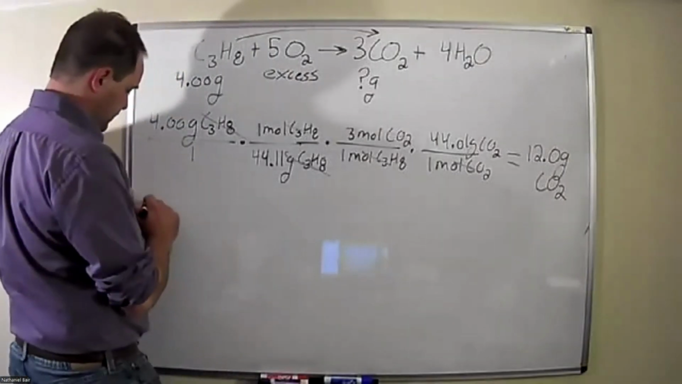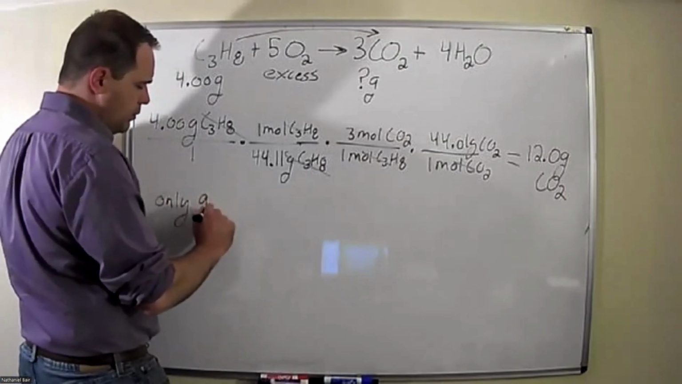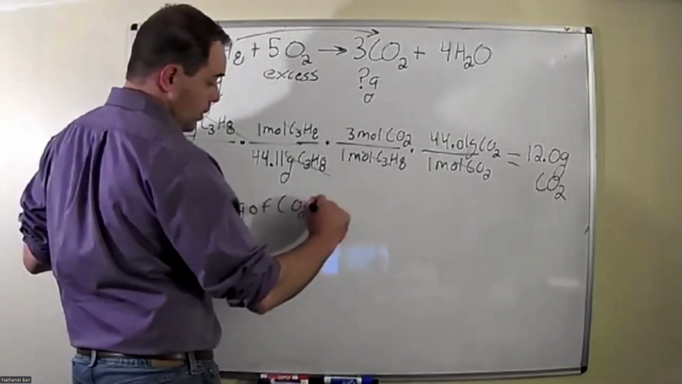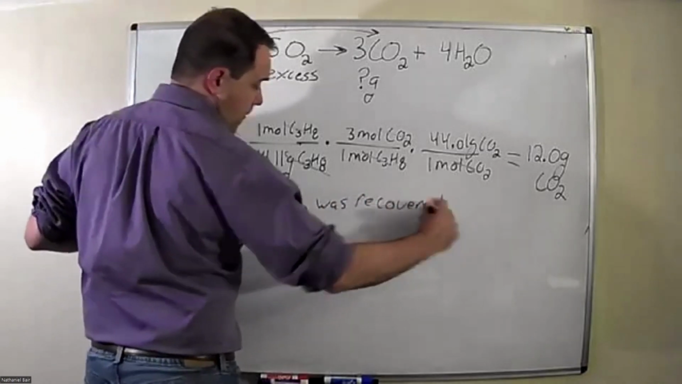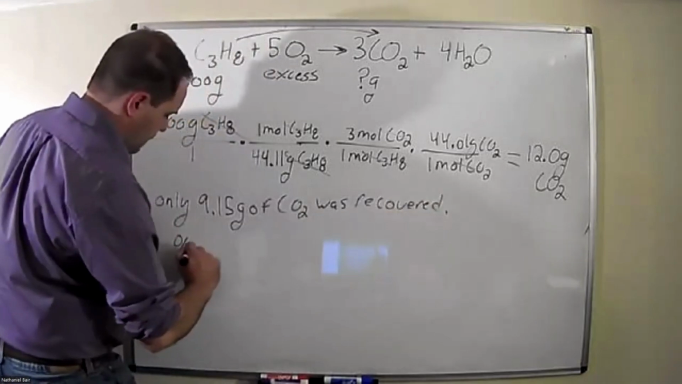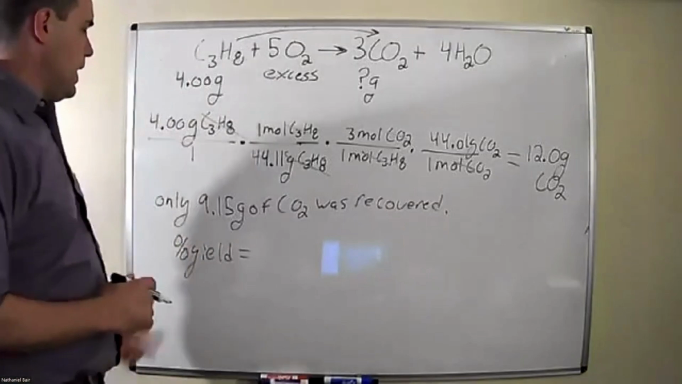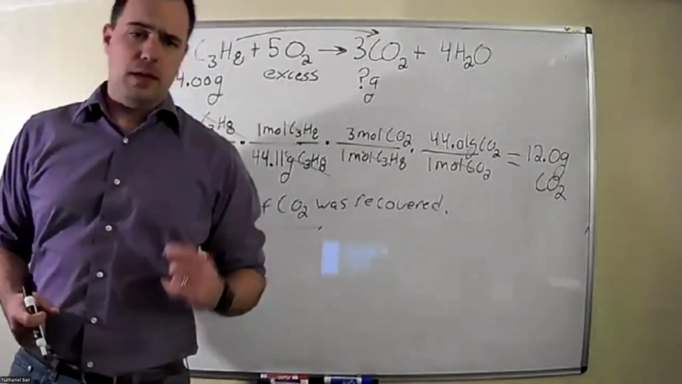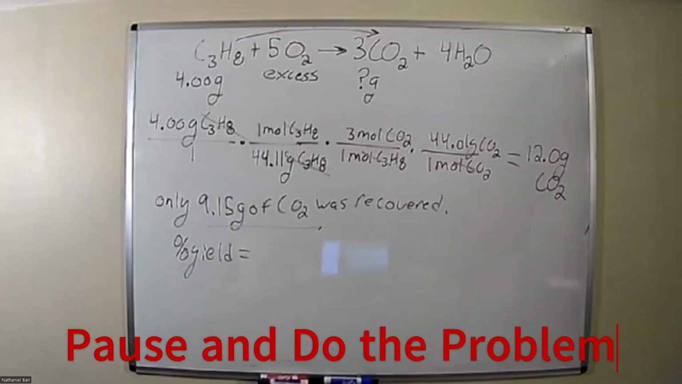What if I told you that only 9.15 grams of CO2 was recovered? Based on that, go ahead and give me a percent yield, please. If only 9.15 grams of CO2 was recovered or obtained, give me a percent yield. All right, should be pretty easy.